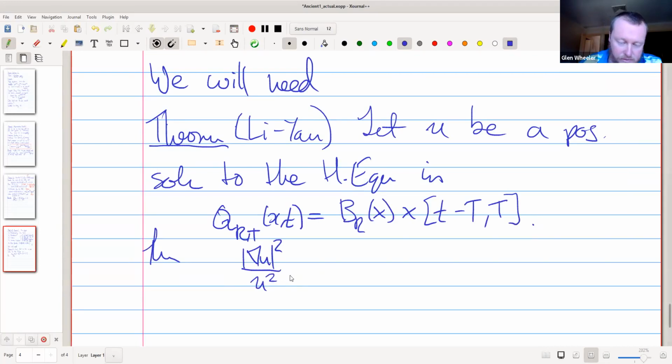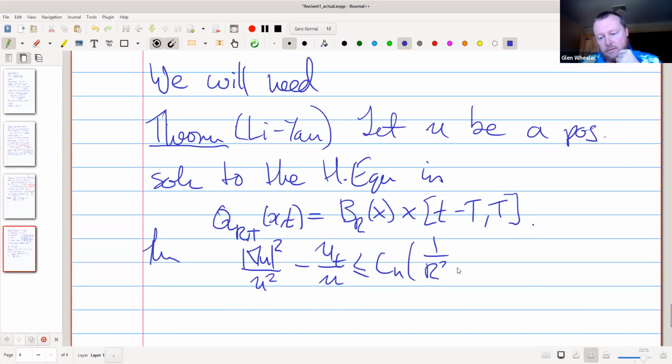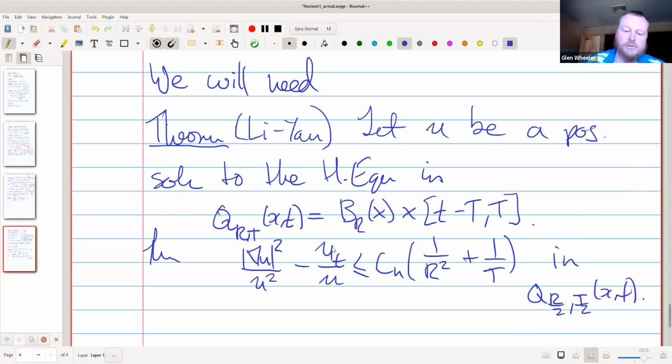All right, and then the estimate, which is like a differential Harnack, or is a differential Harnack, has this form: grad u squared over u squared minus u_t over u is bounded by some constant, and then you have the localization effects and the time, and this should be in a sub-cylinder of this one. So let's take Q_{R/2, T/2}. Where C_n is a constant depending only on n. Okay.